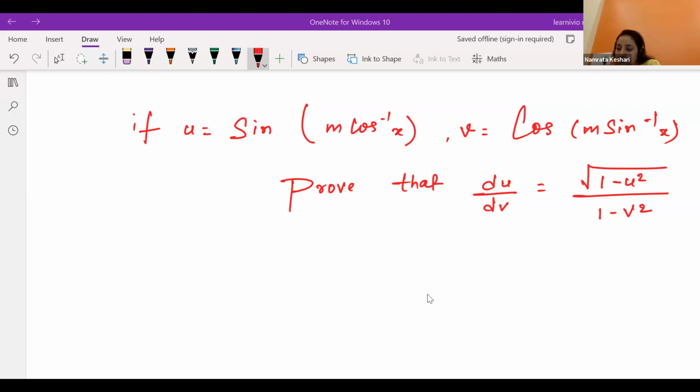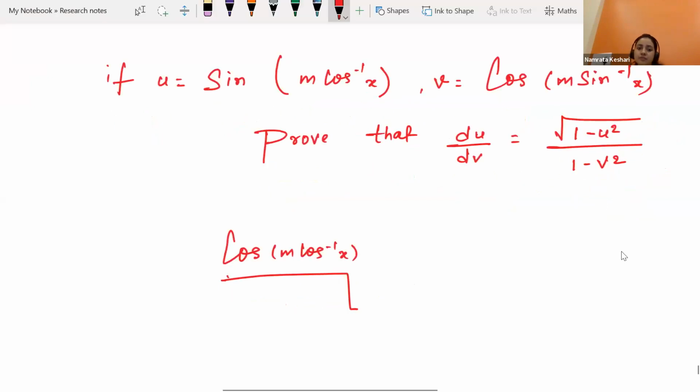I got cos into m cos inverse x by sine into m sine inverse x. This is du by dv. Okay, so yeah, we are done.